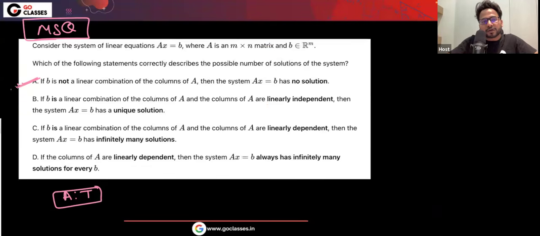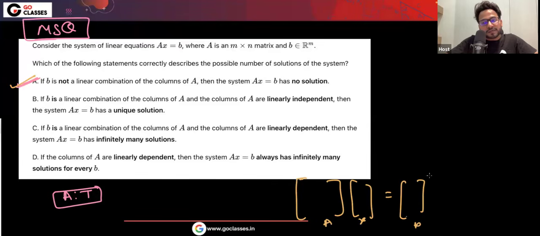What is this option B saying? So A is correct, right? If B is a linear combination of the columns of A, and the columns of A are linearly independent, then Ax equal to B has a unique solution. So they are saying if B is a linear combination of columns of A, so this is A, this is X, this is B. If it is a linear combination, that's good, and columns of A are linearly independent, then you have a unique solution.